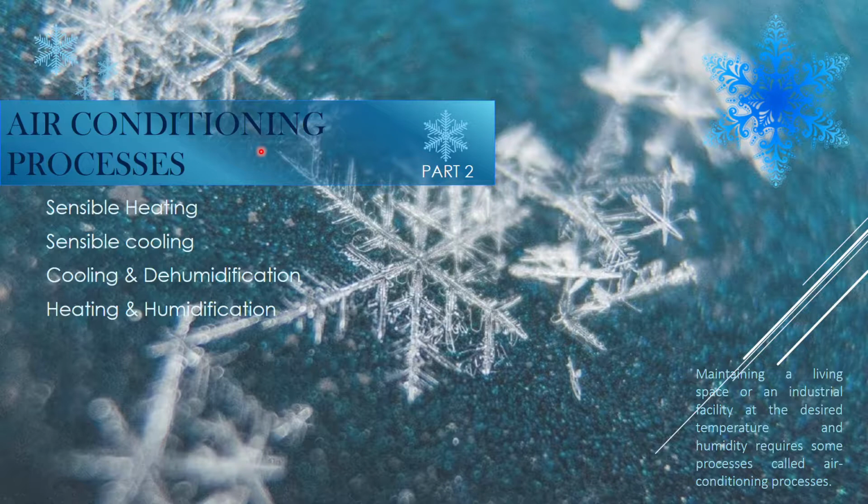Now, for this part, we will be looking at air conditioning processes. Air conditioning processes involve a simple heating process, a simple cooling process, a cooling and dehumidification process, plus heating and cooling with dehumidification and heating with humidification. So these are the 4 processes involved in the air conditioning processes for your diploma level.